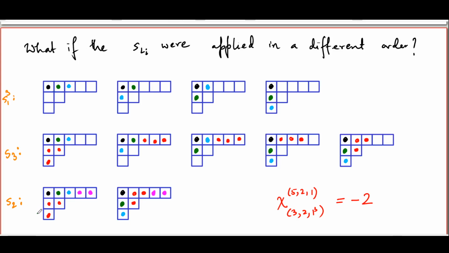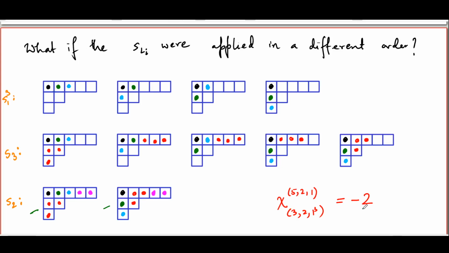And now for the signs. This one has red dots spread out over 2 rows. The purple ones are in 1 row. But you have 1 minus 1 from here. Here, again, red dots are spread over 2 rows. Purple dots are in the same row, so another minus 1. So both of these diagrams come with a minus sign, so our character is minus 2.